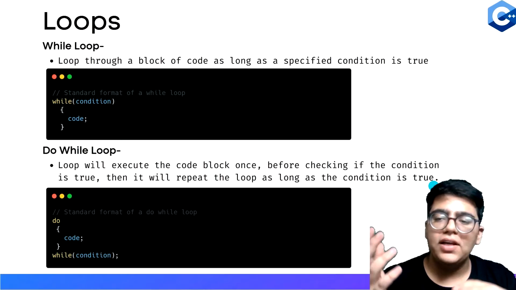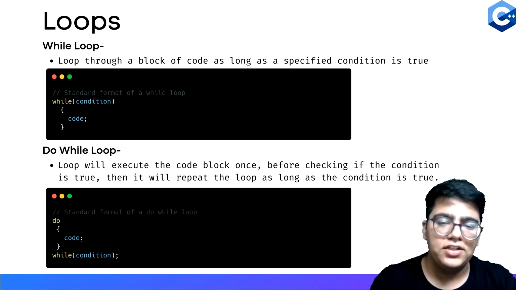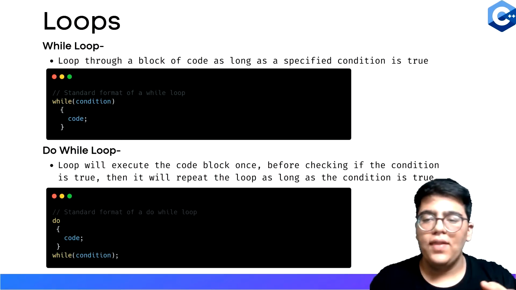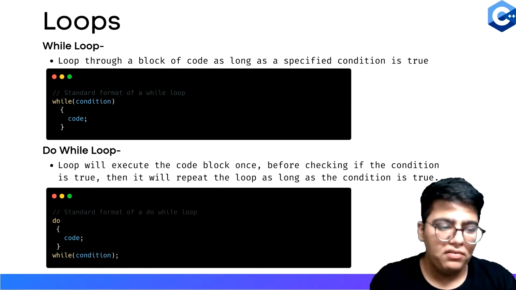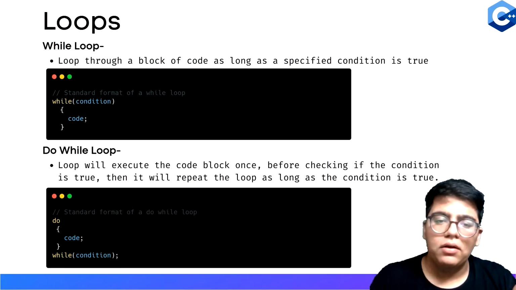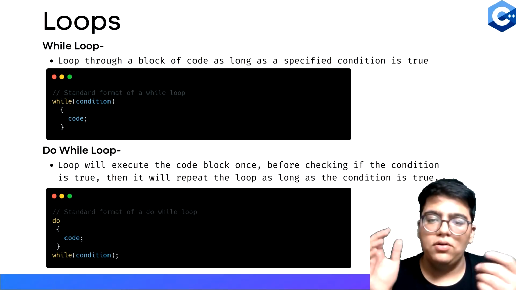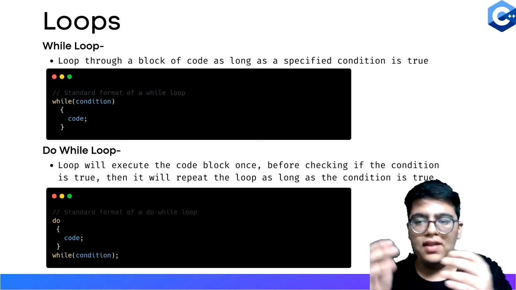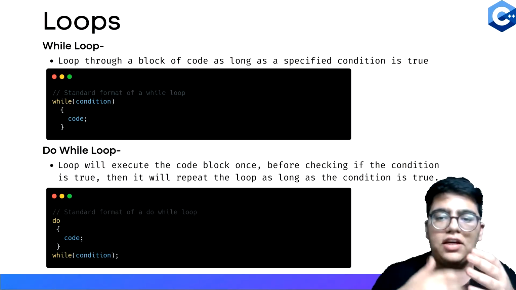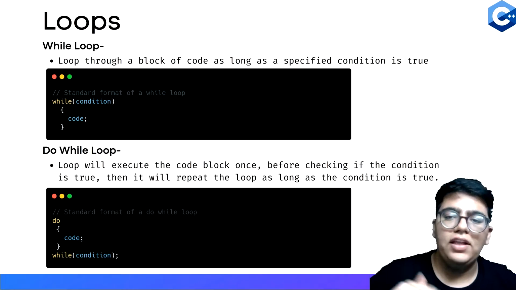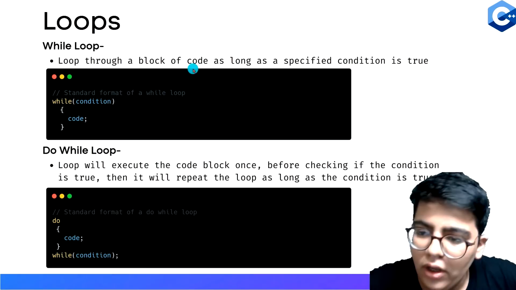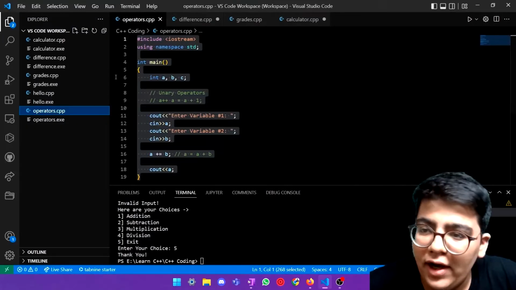So let's move ahead. What a while loop does is that it checks for a specific condition. Let's say that if a is greater than 5, do this. So what you do is that while the value of a remains greater than 5, it will keep executing the code given below. So let's look at an example.